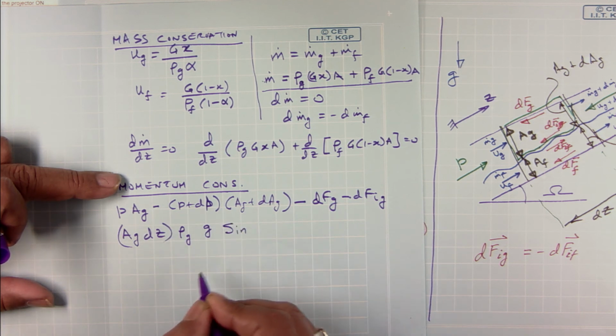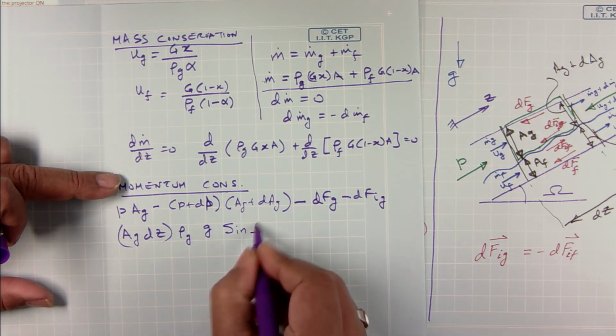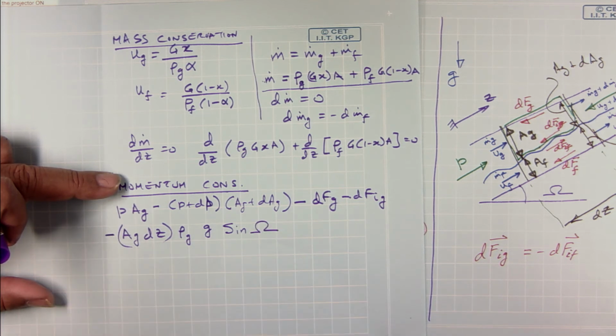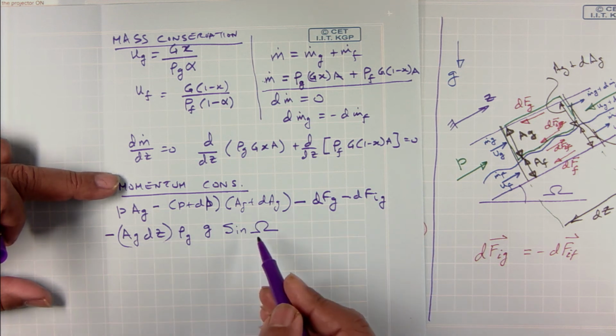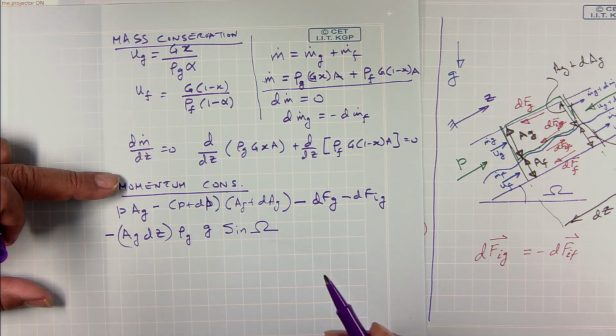is it cos or sine? It is sine omega with a negative sign, because if gravity is pointed downwards, the component is opposite to the z direction, is not it? Okay. So, that is the sum total of my surface and body forces, and that should be equal to the change in momentum across the control volume.